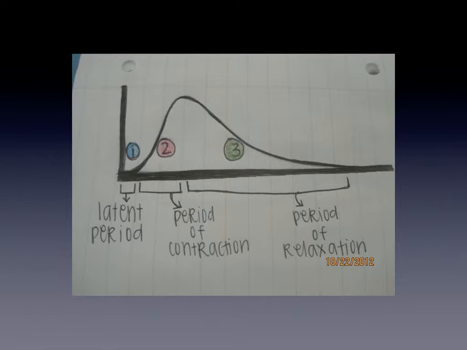This is a graph of muscle contraction called a myogram. The line shown on it is called a tracing, and the numbers represent the three phases of muscle contraction. The first phase is called the latent period, the second phase is the period of contraction, and the final phase is the period of relaxation. In the next few slides, I will describe what happens in each of these phases.